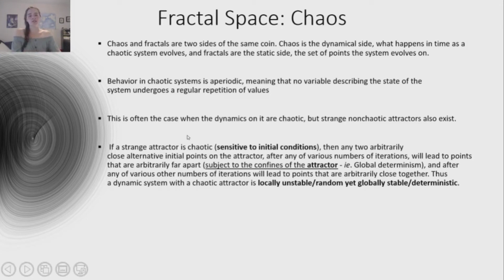So if a strange attractor is chaotic, which means it's sensitive to initial conditions, then any 2 arbitrarily close alternative initial points on the attractor, after any of various numbers of iterations of the function or the system that describes the chaotic system, will lead to points that are arbitrarily far apart, subject to the confines of the attractor, which means global determinism. So as the system evolves, the initial points will lead to points that are arbitrarily far apart, but at the same time, these points aren't going to end up off of the attractor.